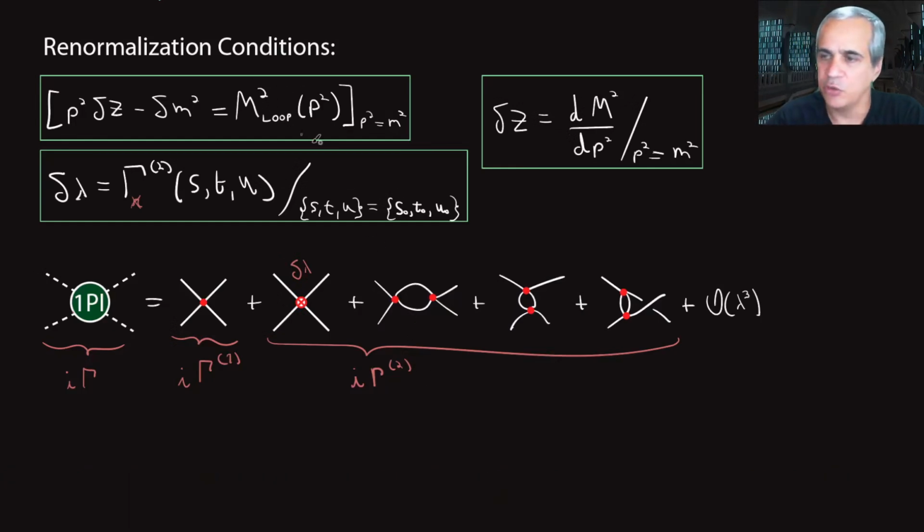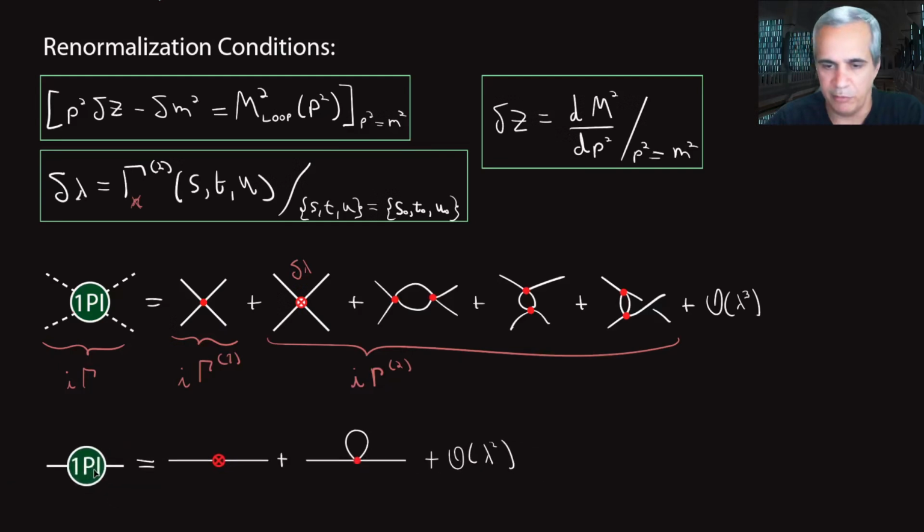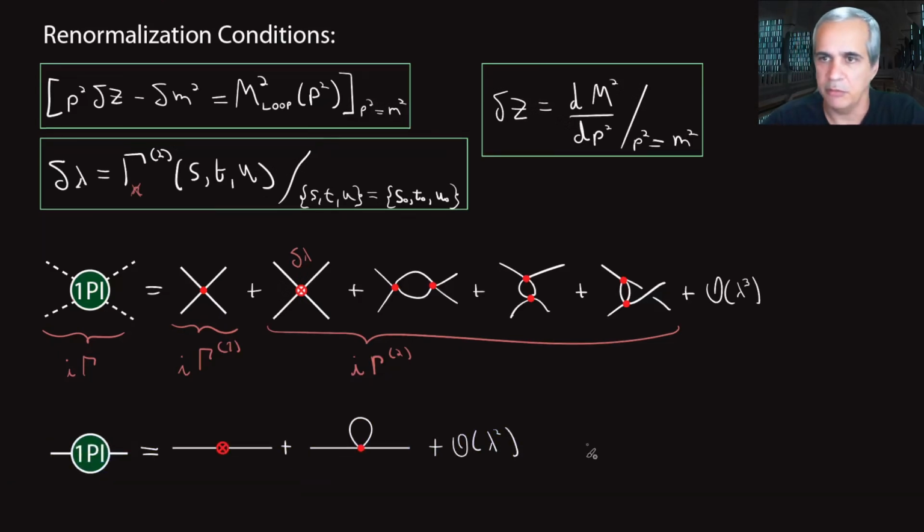The second function, the 2-point function, is also the sum of all 1PI contributions to the full propagator. This one starts at order λ to the 1. I call this minus i m². Of course, these signs and i's in front are all just convention; you find people defining them in other ways. I would call this just minus i m² at order λ. And of course, there are higher order contributions of order λ².